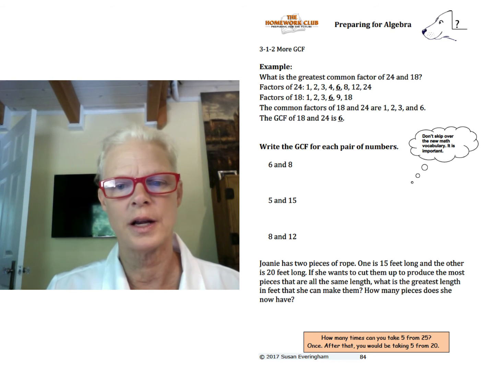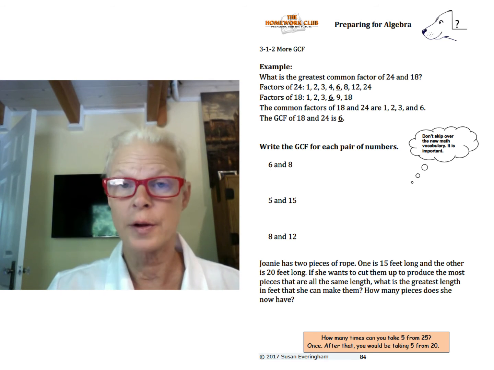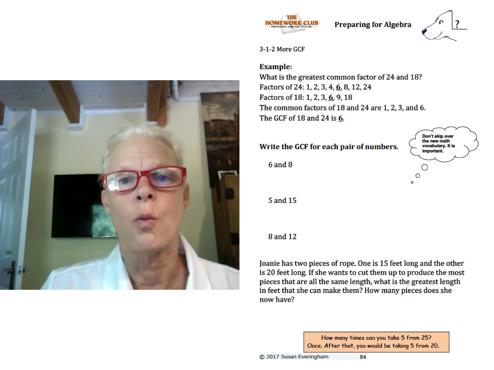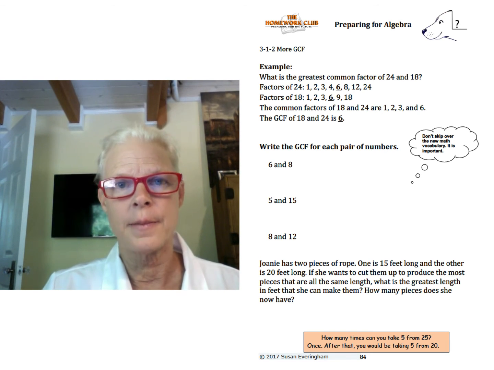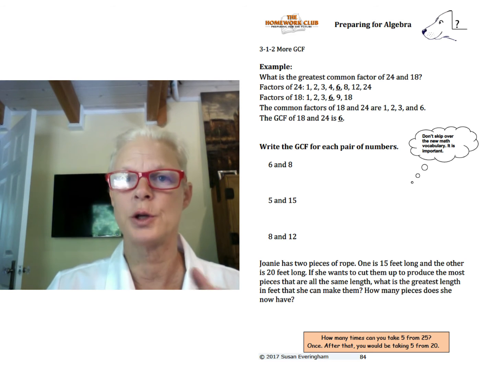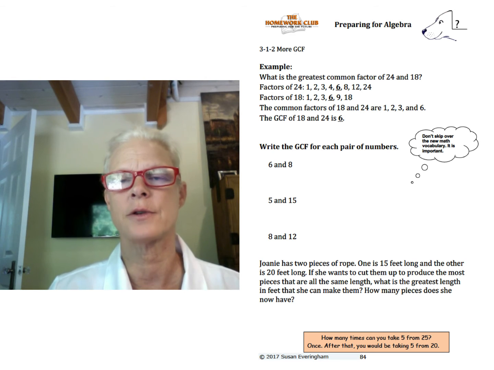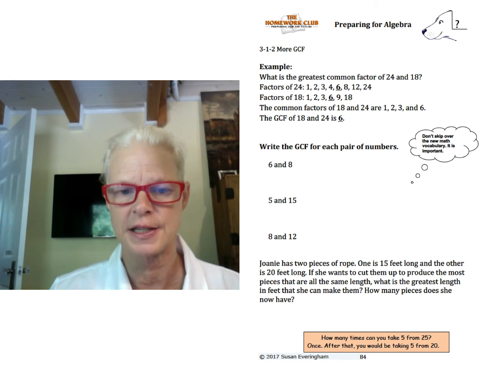So I want you to write the GCFs of each of the pairs of numbers and circle. And don't skip over any of the new vocabulary. New vocabulary right now is really important to get under your belt. The word problem at the bottom has Joni with 2 pieces of rope. One is a 15-foot piece of rope and the other is 20. Now this is still just GCF.